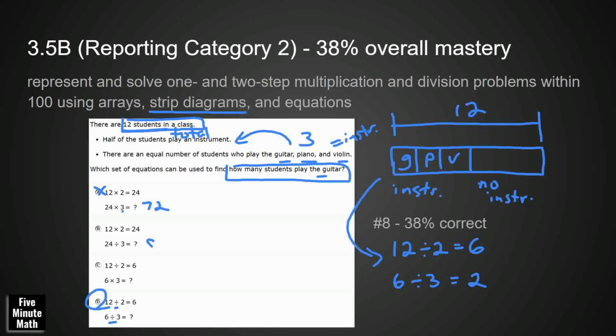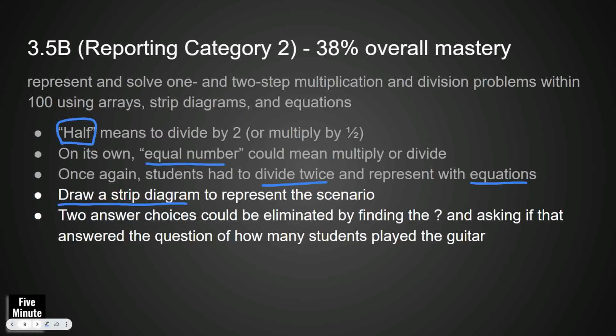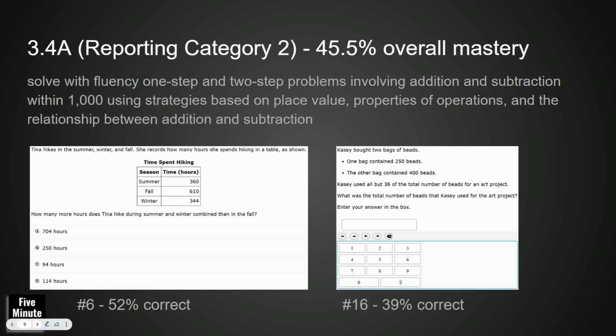24 divided by 3. Maybe. That's less than 12. 6 times 3 is 18, more than 12. And then 6 divided by 3, there's my 2. I could have eliminated A and C if I just went ahead and figured out what that question mark was on that second operation, and then made sure I remembered, hey, I've only got 12 students in the class. So we could use some logic and reasoning to help out as well.